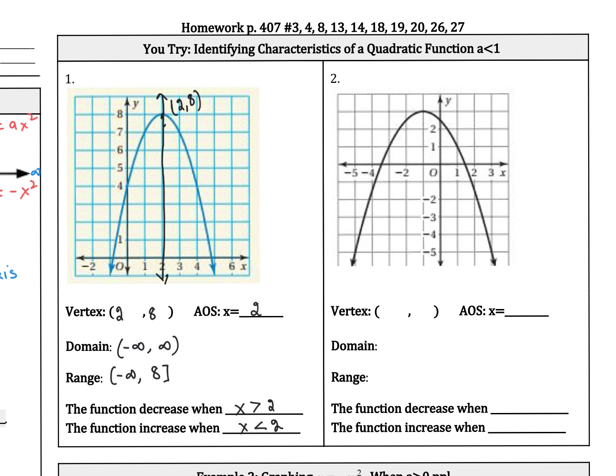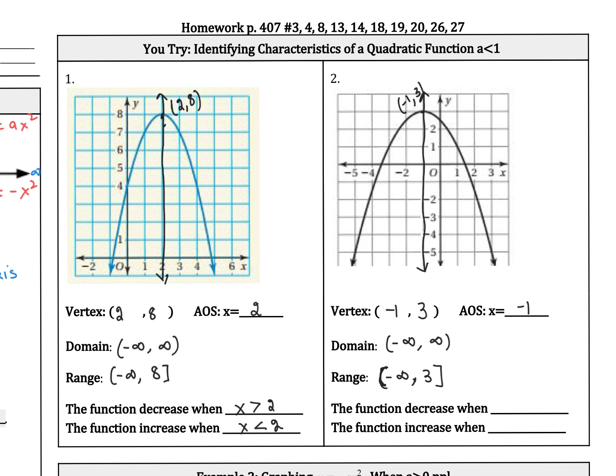Next question is where you're going to find the vertex, and that point is -1, 3. This line in the center is called the line of symmetry: x equals -1. Domain is -infinity to infinity, and the range is from -infinity up to its highest y value, which is 3.